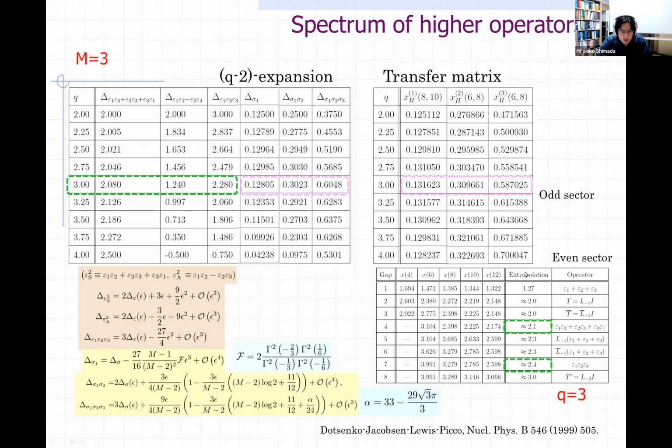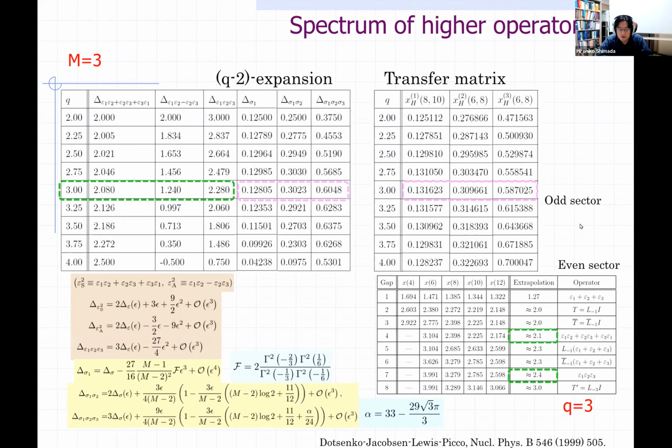And then here is a result from transfer matrix for the even sector, and they tried to identify the subleading Lyapunov exponent to specific operator combinations, and basically this 2.08 compares with 2.1, and 2.28 compares with 2.4 for this epsilon 1, epsilon 2, epsilon 3 energy operator combinations like this. So these are the results for m equals 3.